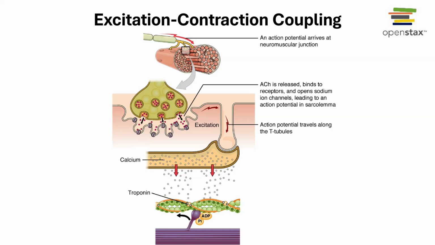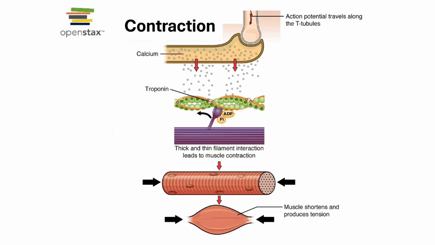Calcium then binds to troponin, which shifts tropomyosin away from the myosin binding sites on actin. With binding sites exposed, myosin heads attach to actin, and contraction begins. One action potential releases enough calcium to stimulate a short burst of contraction called a twitch.